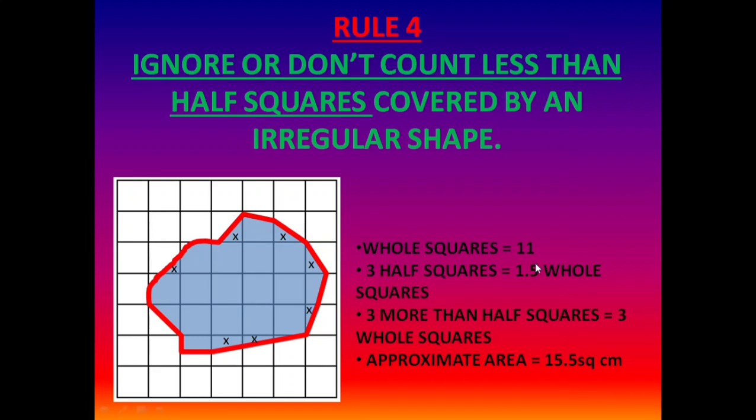So let's find the approximate area now. Whole squares is equal to 11. The total of 3 half squares is equal to 1.5. That makes it 12.5 whole squares. Now, the total of 3 more than half squares is equal to 3. So, 12.5 plus 3 gives us the approximate area as 15.5 square centimeter. I hope I have made myself clear to everyone.